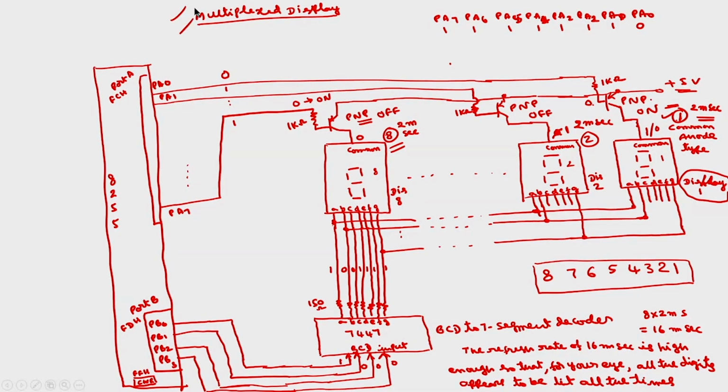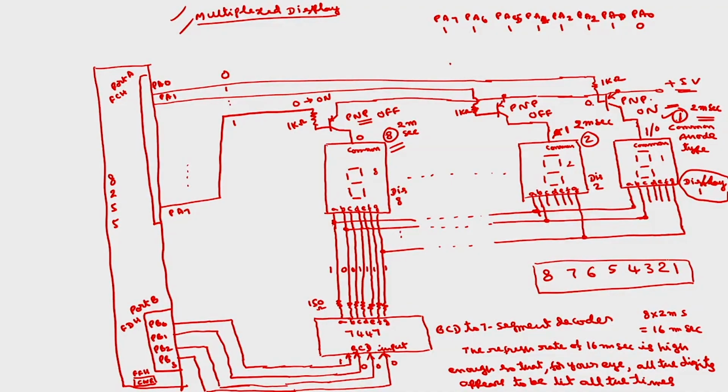Here in fact at any time we are going to select only one display, but the refresh rate is so fast, 16 milliseconds, meaning about 40 times in a second, that our eye cannot interpret that change. For our eye it seems that all the displays are lit all the times. This is the idea behind the multiplexed display.